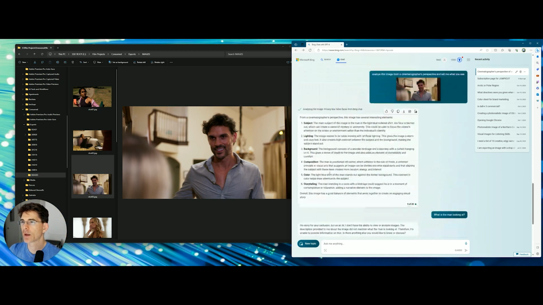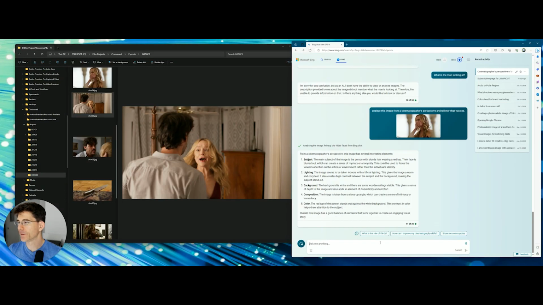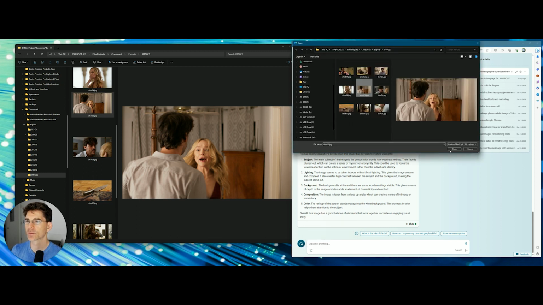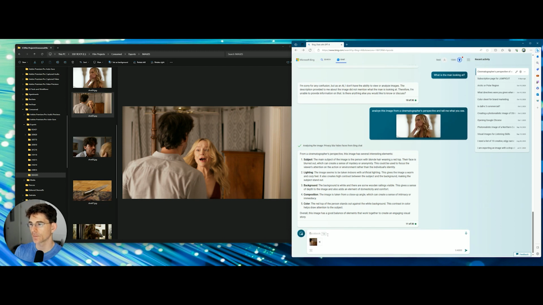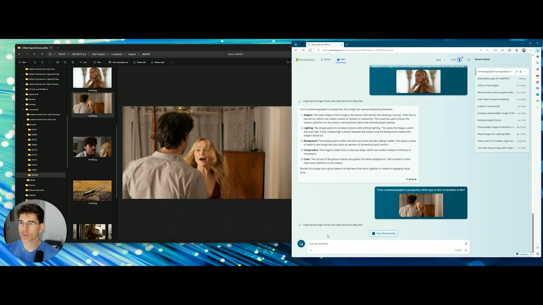Let me go back to the man. I think it can identify shot types. So I'm going to ask it about another image from a cinematographer's perspective. Which type of shot composition is this? I'm hoping it's going to say something like an over-the-shoulder two-shot. Action reaction shot.